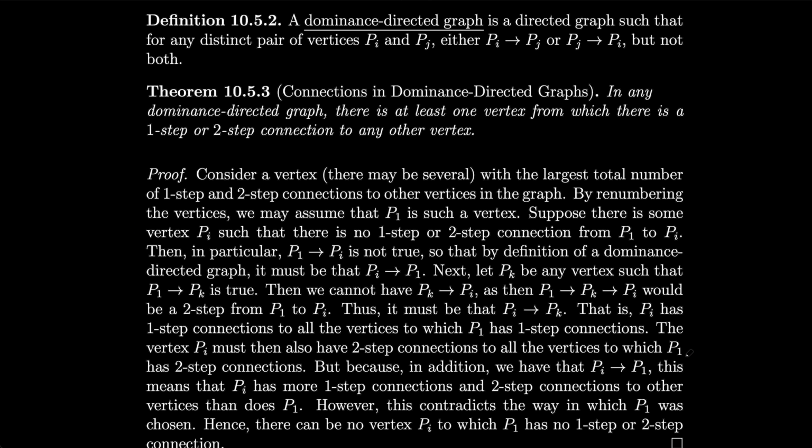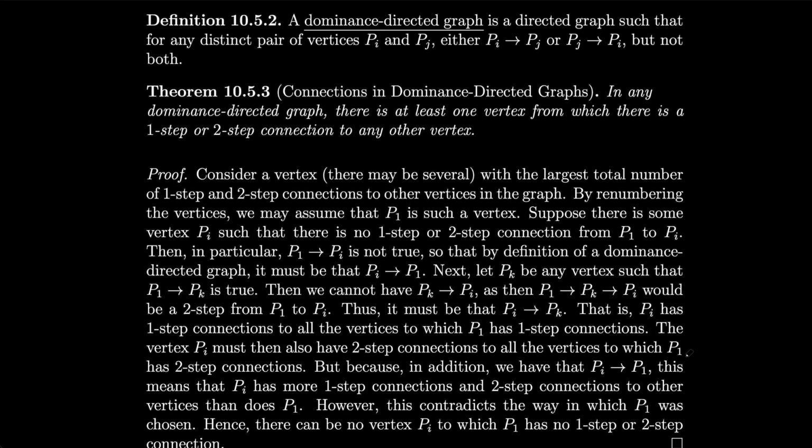A dominance-directed graph is a directed graph such that for any distinct pair of vertices Pi and Pj, either Pi goes to Pj or Pj goes to Pi, but not both. There's a theorem that says that in any dominance-directed graph, there is at least one vertex from which there is a one-step or two-step connection to any other vertex.